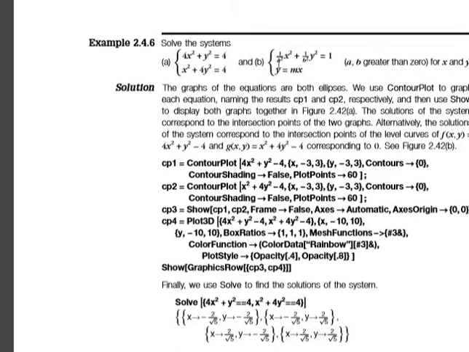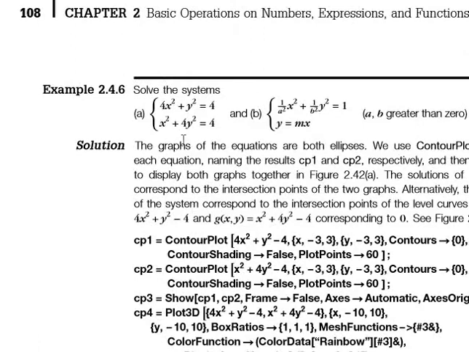There are two systems of equations: the first is 4x square plus y square equal to 4, and the second one is x square plus 4y square equal to 4. This is A and this one is B. There are two equations, and we want to know about their graph. Now we put it in this form.